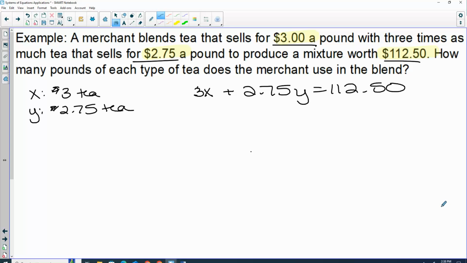Are we okay there? What else have I told you? So the tea that sells for $3 a pound, that's X. And I'm blending that with 3 times as much of the one that sells for Y. So how am I going to do that? Say that again. Okay, we have a 3Y, 3 times as much.